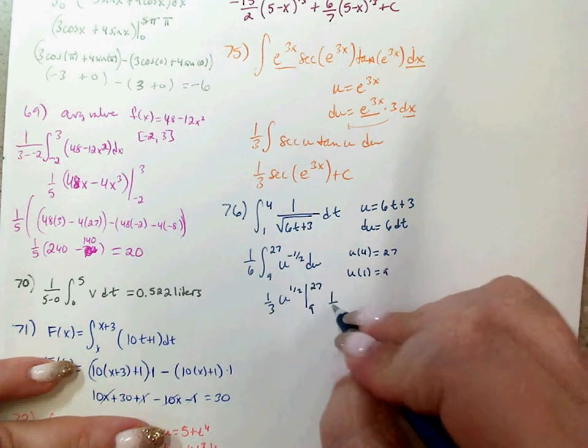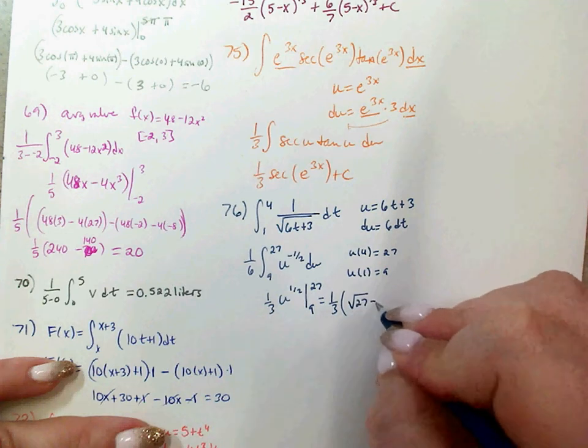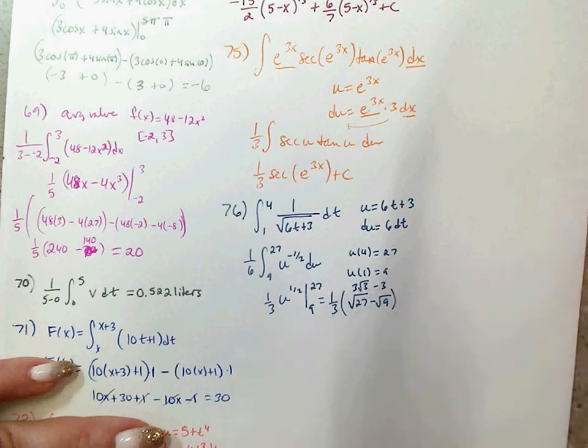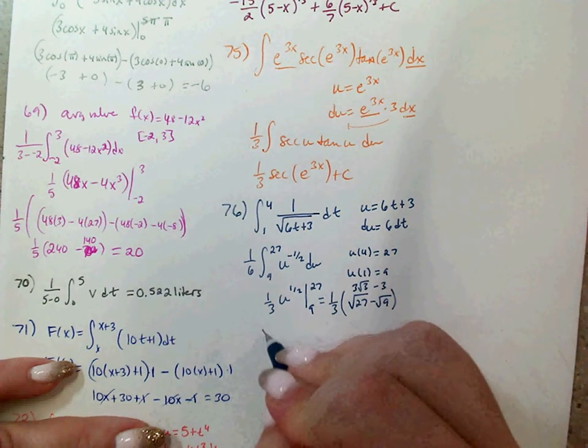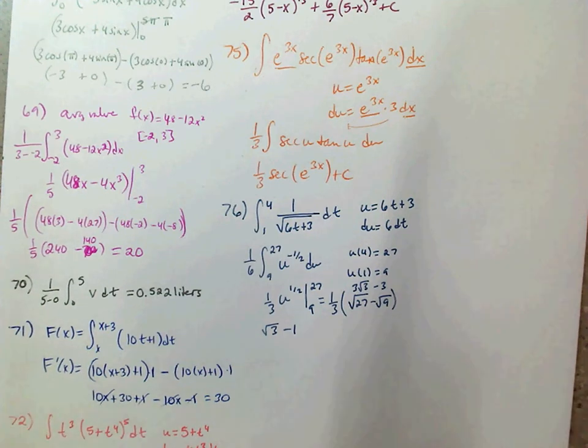So that'll be 1/3, the square root of 27 minus the square root of 9, that is 3 root 3 minus 3 times 1/3, so that is the square root of 3 minus 1. That would be my final answer on that.